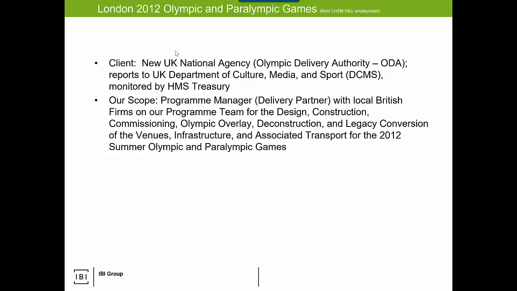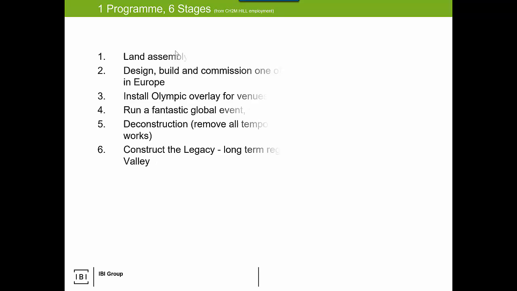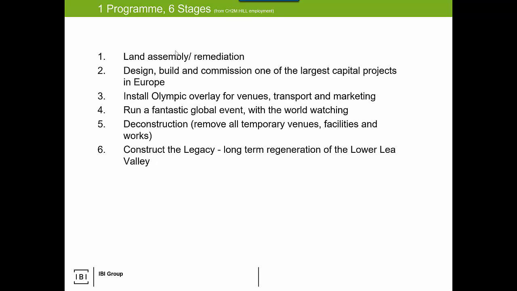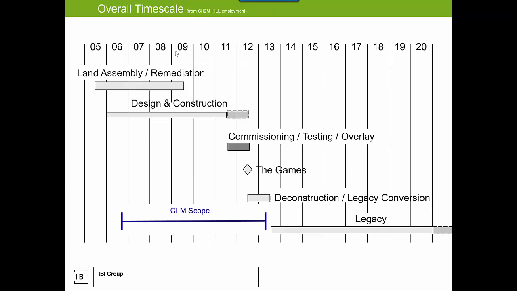So the program had multiple stages: land remediation, design, build, install, run the games, deconstruct, and then legacy. My portion, so I was part of CH2M Hill at the time, who are the C of the CLM, which would be CH2M Hill, Laing O'Rourke, and Mace, that were in a joint venture managing the design and construction of the games. I came in right about here as we were focusing on land remediation and starting the premise of the design. So we were located in Canary Wharf, overlooking Stratford Village, Stratford Park, which is where the games were held.